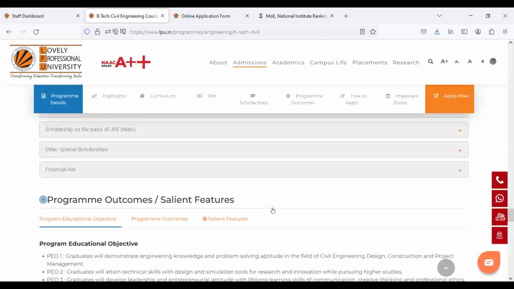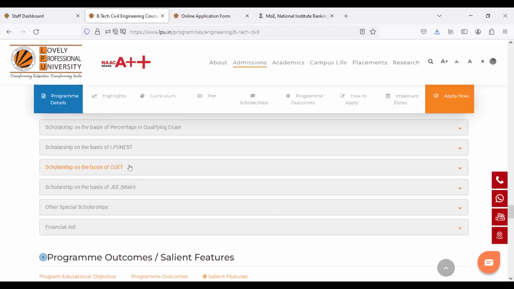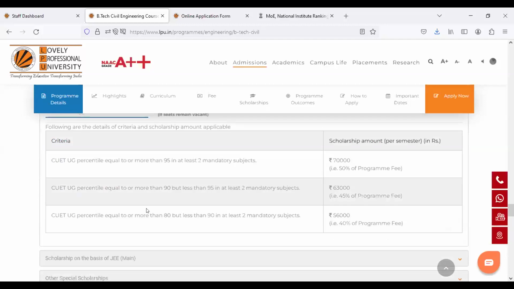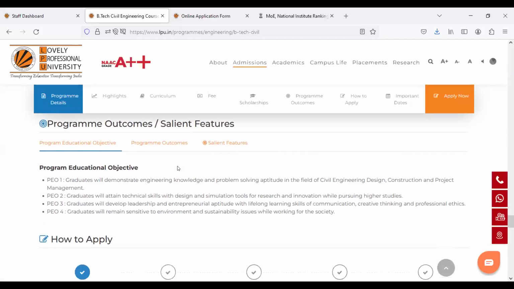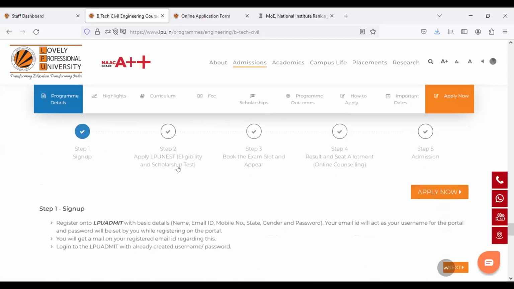All right. So we give benefits to CUET applicants also. You can check it out over here. We talk about the percentiles in the CUET exam when we give the scholarship, so accordingly the scholarship you can get. So either on the basis of LPNEST, or 12th exam marks, or your JEE exam marks, or on the basis of CUET, you can get the scholarship. If you want to improve, then LPNEST we have. Right. So this is the process in the case of counseling based programs.